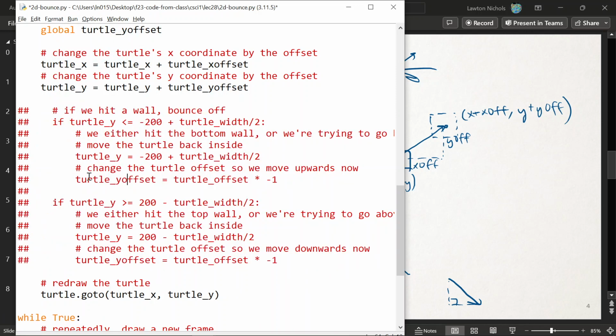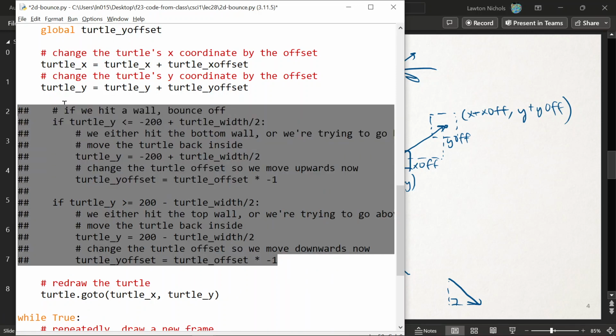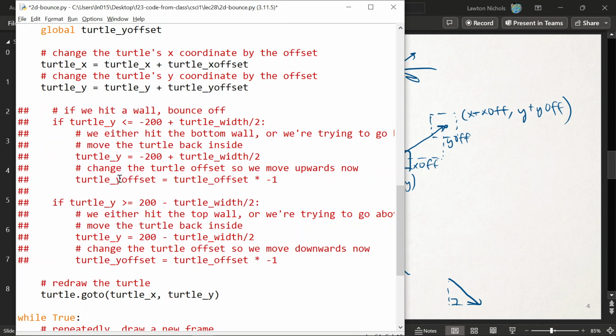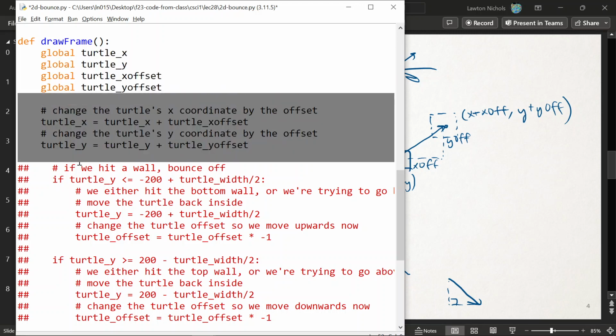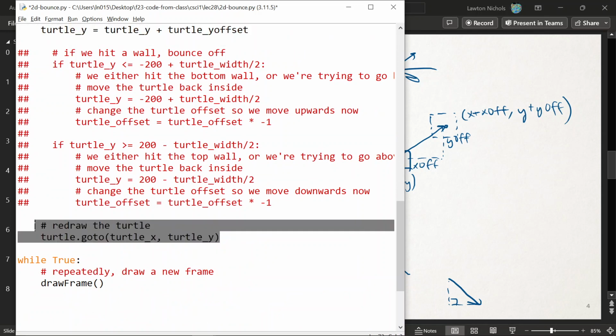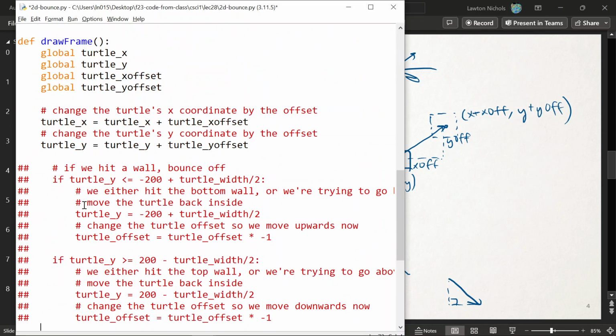Alt 3. So I've just made all of this bouncing stuff comments because it was just turtle offset before. I don't want to mess with it right now. We'll deal with all that later. But draw frame, what's it doing now? It's just moving the turtle by the x and the y offset and moving the turtle to that place. So we're not dealing with the wall right now.